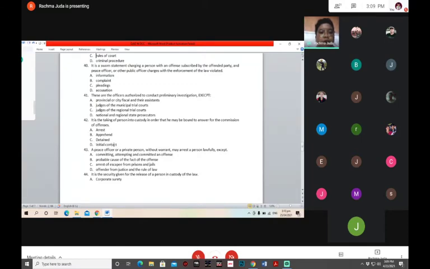Dili arrest ang tawag sa pag take into custody sa CICL, but initial contact. Arrest if ang imuhang i-take into custody is adult. Next, 43. A peace officer or a private person without warrant may arrest person lawfully except. So, di ba, we have different types of warrantless arrest na in flagrante delicto.